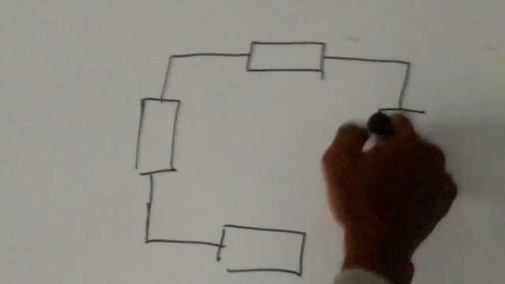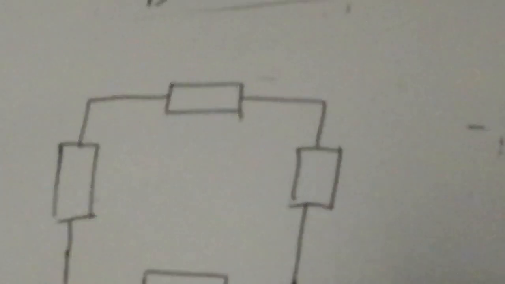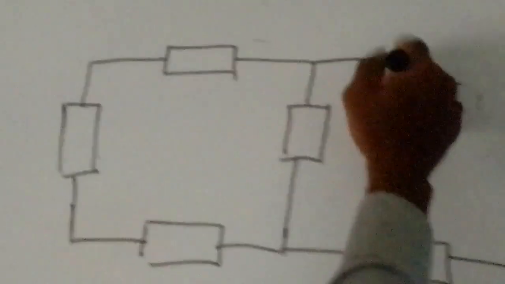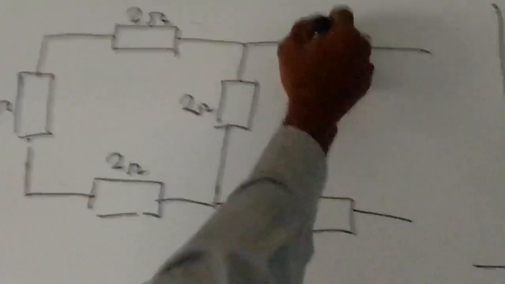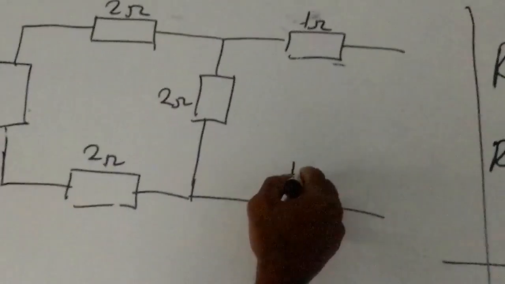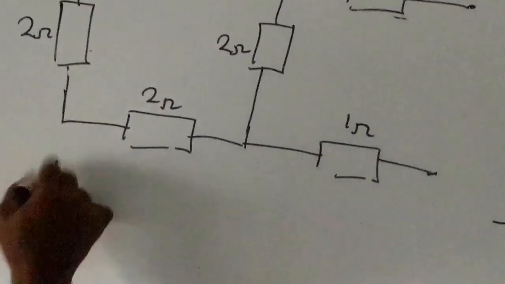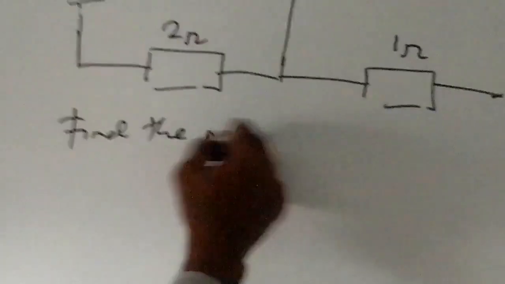So we'll take another problem also from JAMB examination. We have this given to us. 2 ohms, 2 ohms, 2 ohms, 1 ohm, another 1 ohm. We are asked to find the net resistance or the equivalent resistance of the arrangement above.